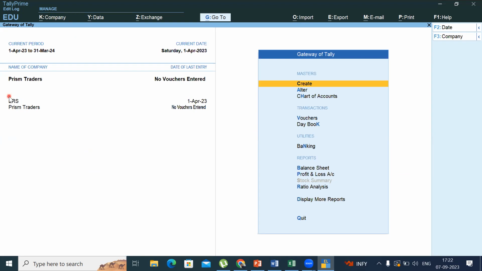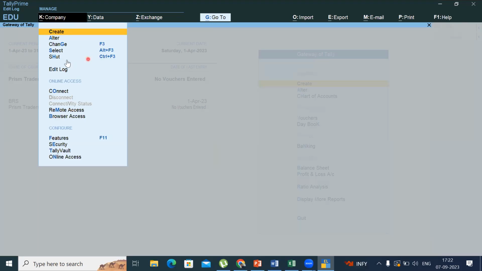In this case, we have two companies. Our relevant company is Prism, which is highlighted in bold, and BRS belongs to others. If you want to shut this company, the shortcut key is Control F3, or else click on the Company menu and click on Shut Company. I'm just clicking on Shut Company.